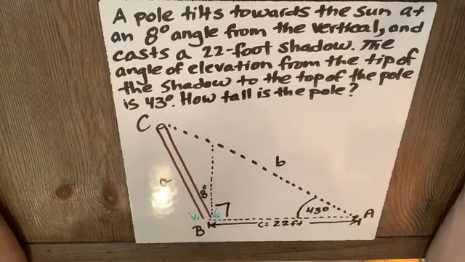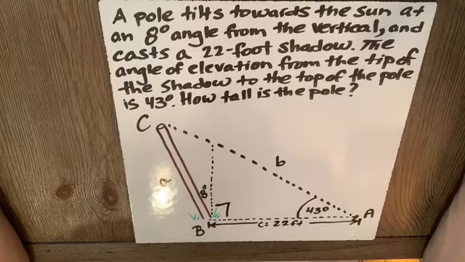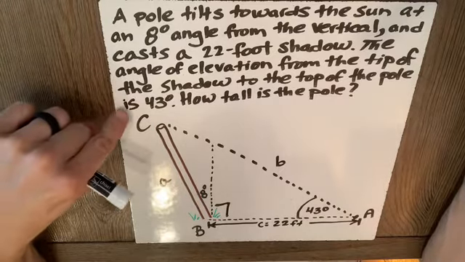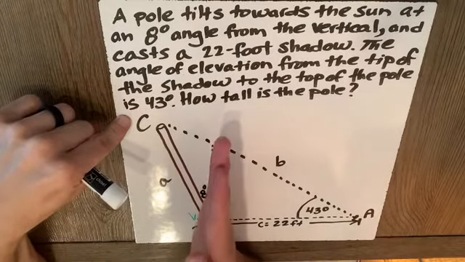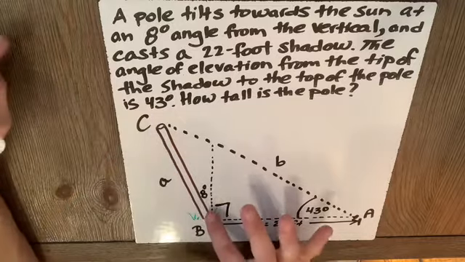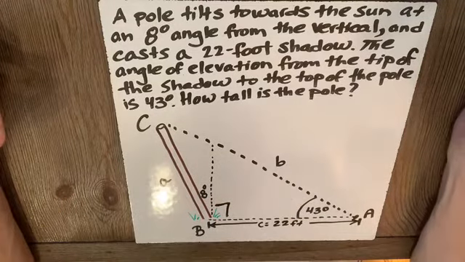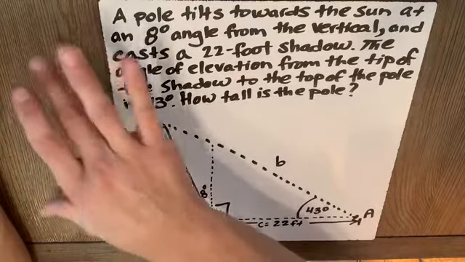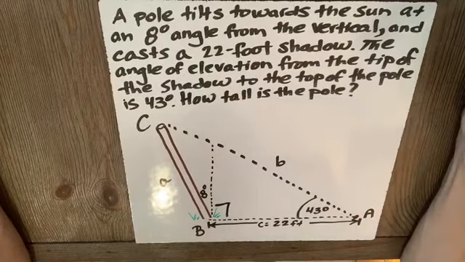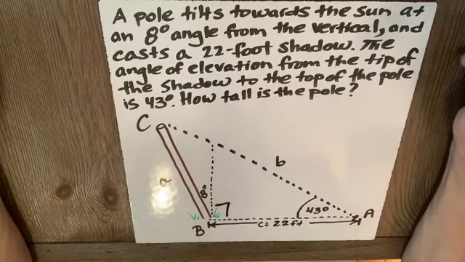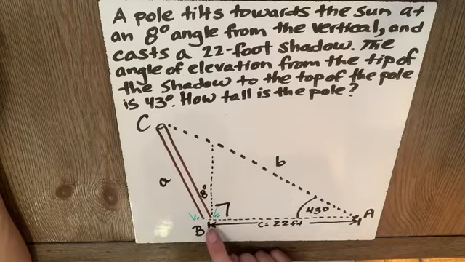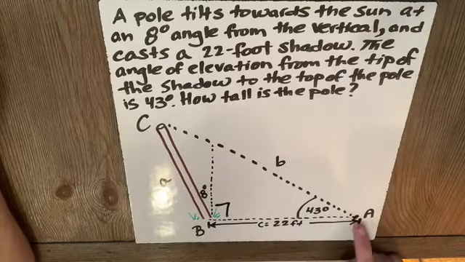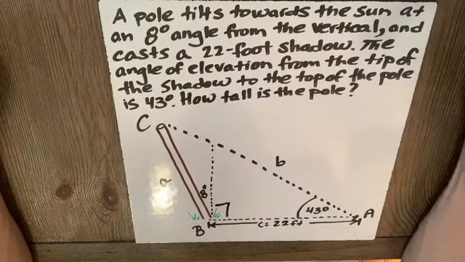A pole tilts toward the sun at an angle of 8 degrees from the vertical. So here's the sun over here, and the pole is vertical up, but then it tilts 8 degrees towards the sun. And so if the sun is over here, the shadow is coming this way. The shadow is 22 feet. So from the base of the pole to the edge of the shadow is 22 feet.